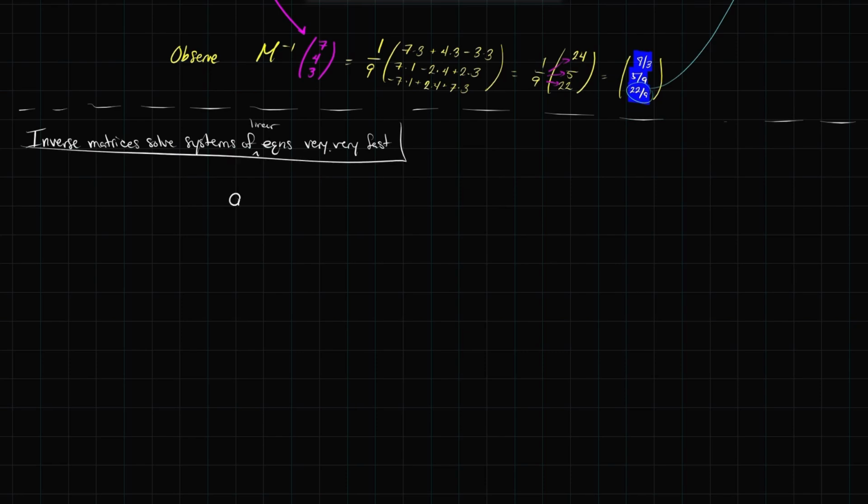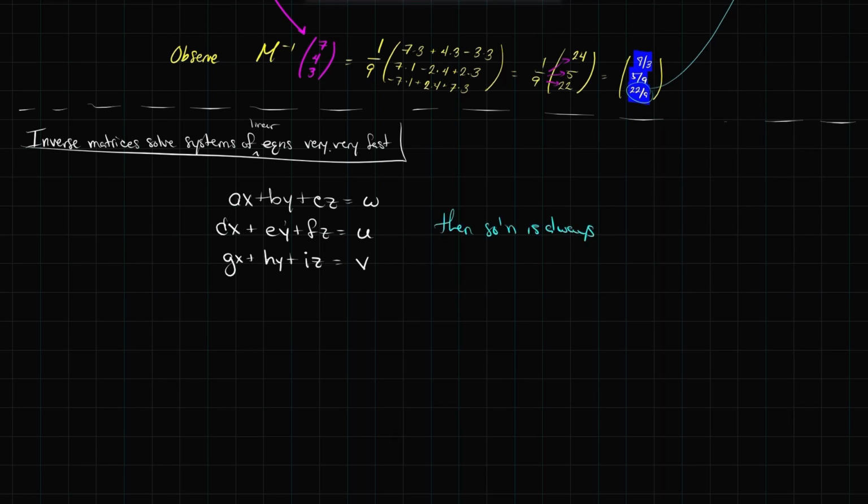So the idea is sometimes you'll have something like ax plus by plus cz equals, let's say, w, dx plus ey plus fz equals u, and gx plus hy plus iz equals v. Then the solution is always this inverse matrix. So it's the matrix with rows a, b, c, d, e, f, g, h, i, inverse, applied to the vector w, u, v. This will always work, and it works in any number of dimensions. I'm just giving you the example in 3 dimensions. So this is really quite an efficient procedure.